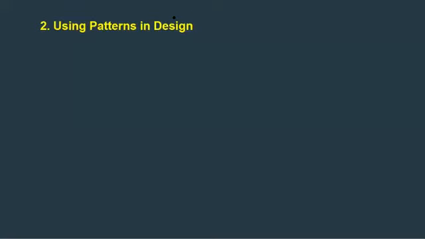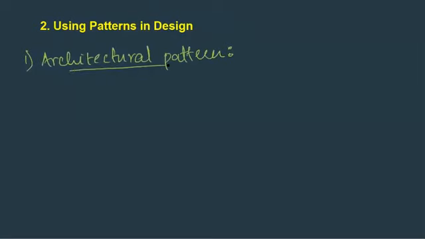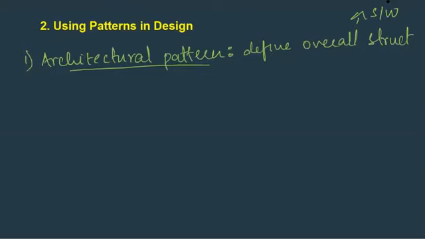The next one is using patterns in design. Now, when you're using patterns within the design, there is a list of patterns that can be applied throughout the software design. The first one is the architectural pattern. Within this architectural pattern, it is going to define the overall structure of the software.